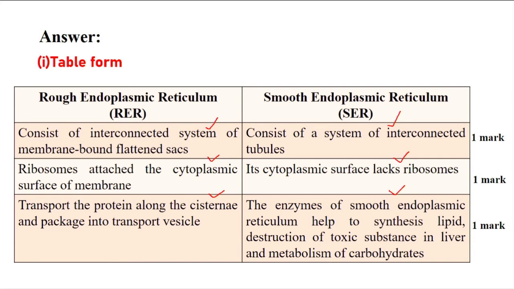If incorrect, what happened, class? 0 mark. Next point. For RER, ribosome attached to the cytoplasmic surface of membrane. For SER, its cytoplasmic surface lacks ribosome. Third point, RER transports the protein along the cisternae and packages them into the transport vesicle. For SER, the enzyme of smooth endoplasmic reticulum helps to synthesize lipid, destruction of toxic substance in liver, and metabolism of carbohydrates.